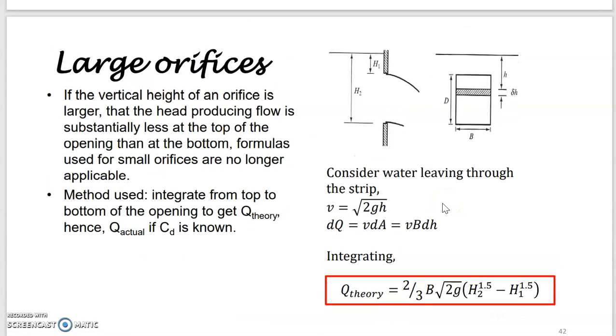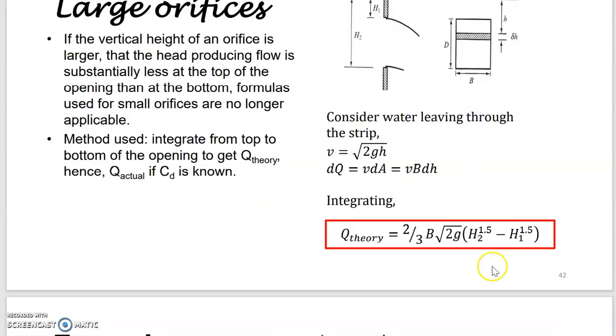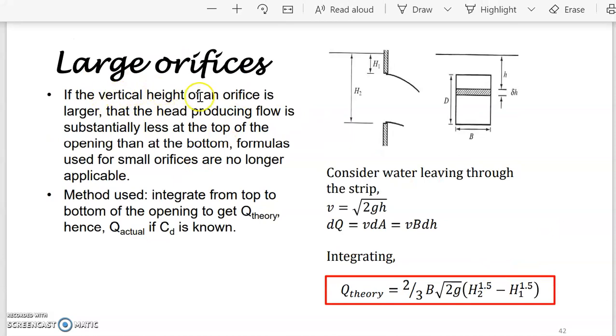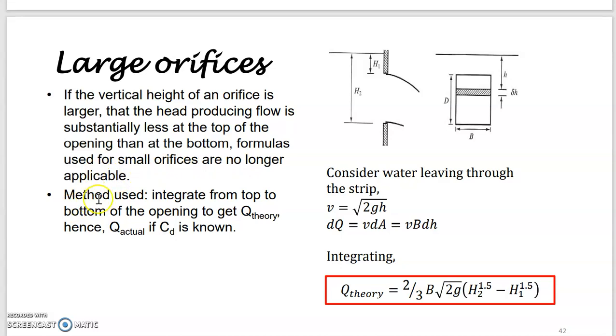So now let's look into the large orifice. If the vertical height of an orifice is large, then the head producing flow is substantially less at the top of the opening than the bottom. So formulas used for a small orifice are no longer applicable. Okay, so we use the method of integration from top to bottom of the opening to get the Q theory, hence the Q actual, if the Cd is known.